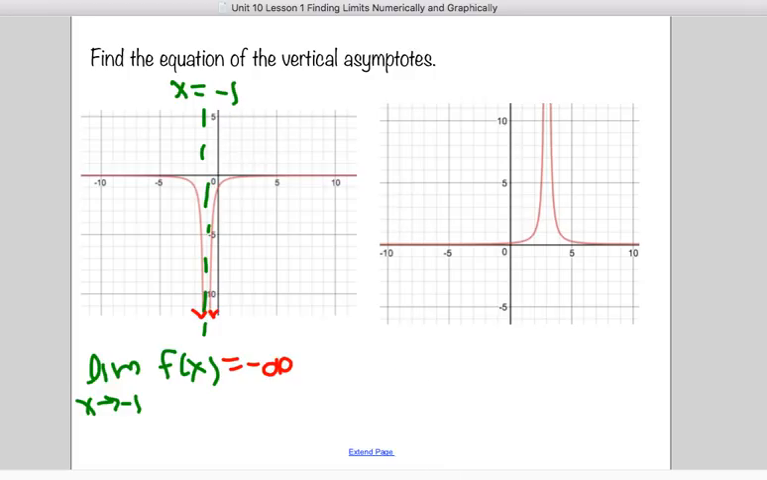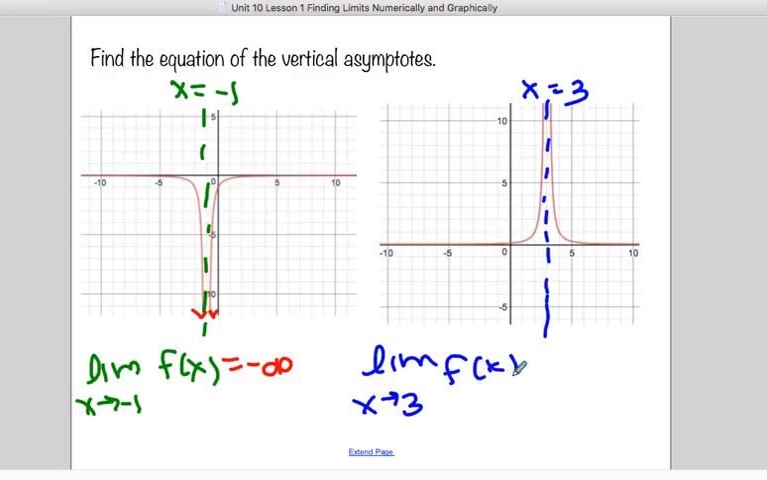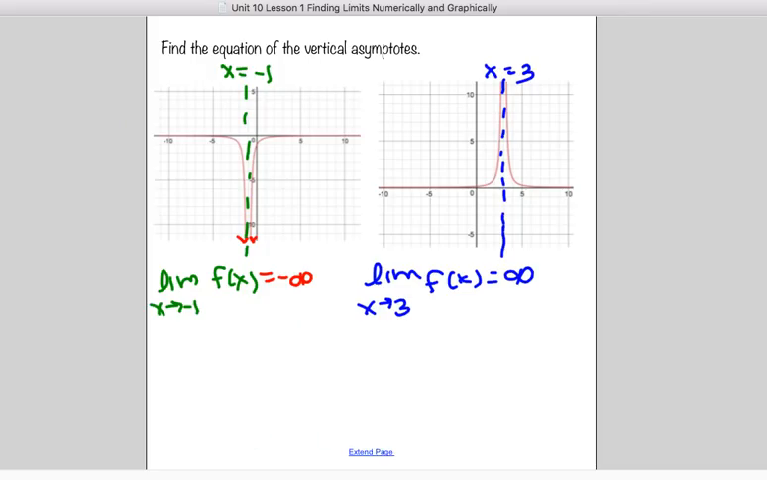If I look at the next little example, there's an asymptote here, and it's at 1, 2, 3, so x equals 3. So if I asked you to find the limit as x approaches 3 of f of x, notice how they're both going up, so we're going to positive infinity. That one would be a positive infinity because we're going up.